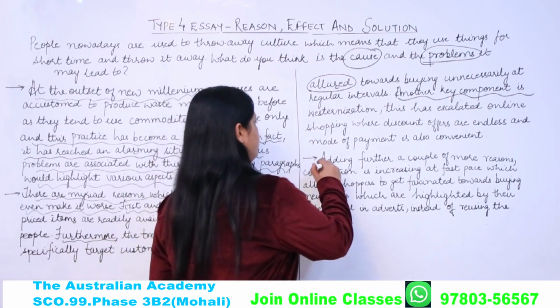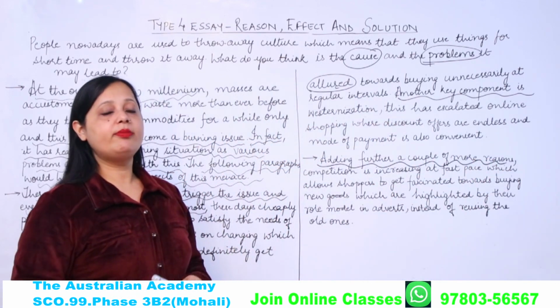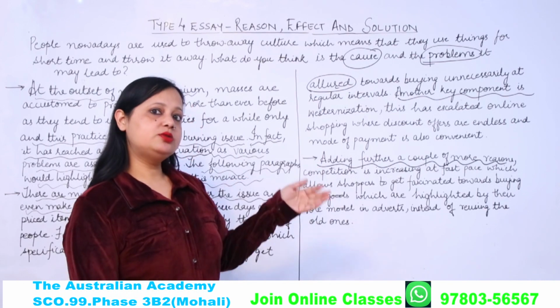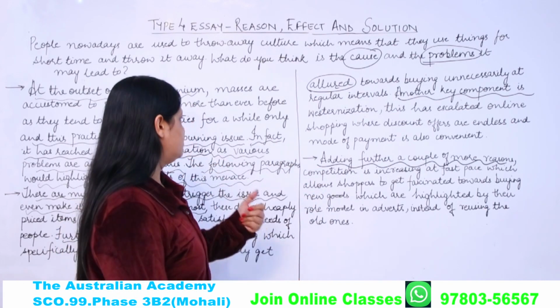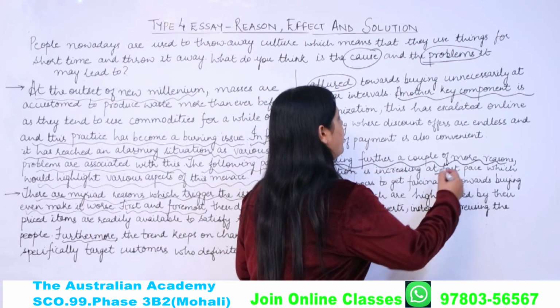Adding further a couple of more reasons, this is how we begin the third paragraph, or body paragraph 2. Adding further a couple of more reasons means we are going to add a few more reasons. Competition is increasing at a fast pace. At a fast pace means quite high.